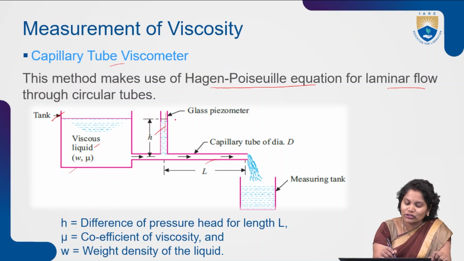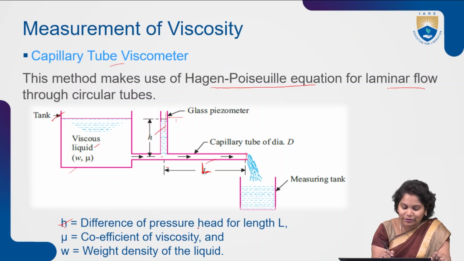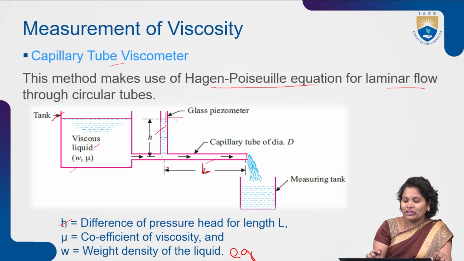Here h is the piezometer height. It gives how much head is there at the point and the other at the end. The distance between these is L. So h is the difference of the pressure head for the length L, and mu is the coefficient of viscosity which we are finding here, and w is the weight density of the liquid, that is rho g, right? This is what the picture is.